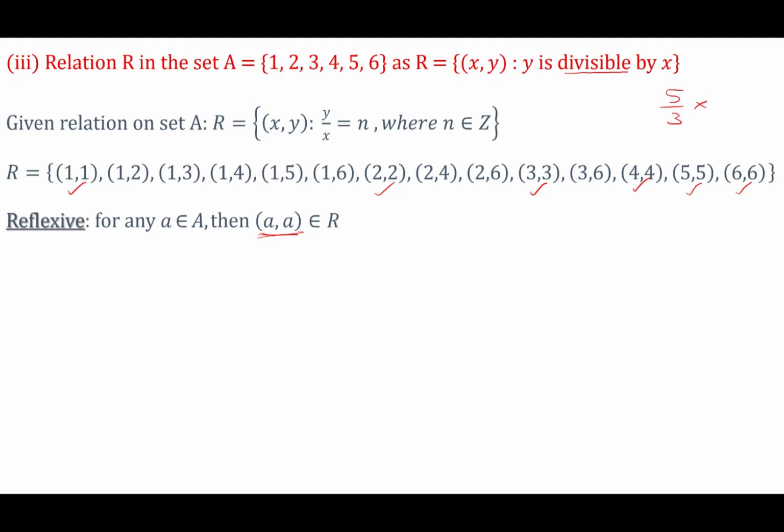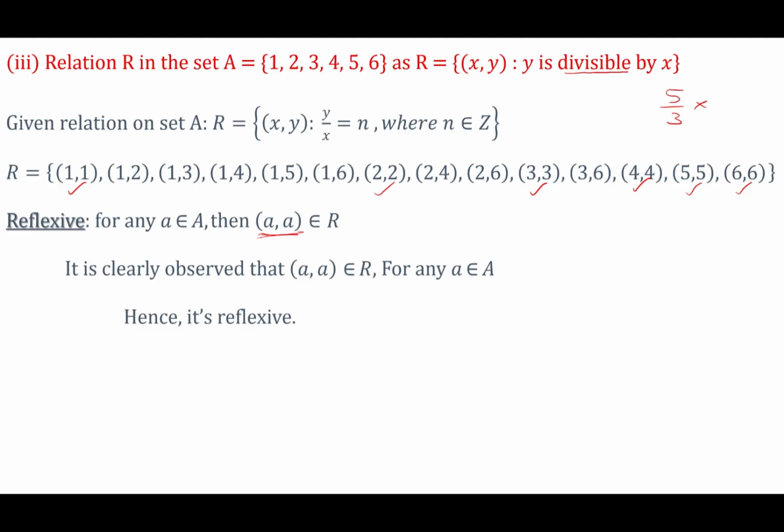So it is a reflexive relation. Okay? It is a reflexive relation. Now we need to check symmetric relation. We know the symmetric relation: if (a, b) belongs to R, then (b, a) must belong to R. So check (1, 1): all ordered pairs with the same identical element satisfy the symmetric condition.